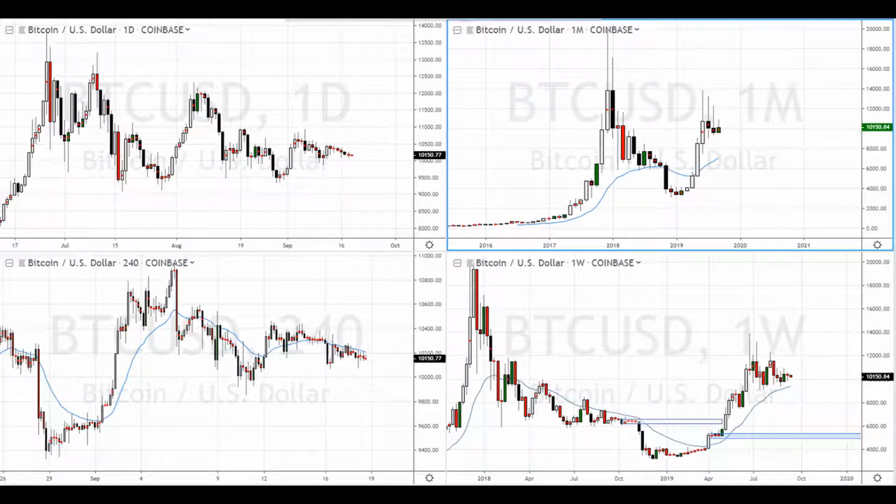Today we're going to take a look at some charts and see where we can identify supply and demand order flow and trade it for income. Let's take a look at Bitcoin and see where we can identify opportunities to buy and sell.